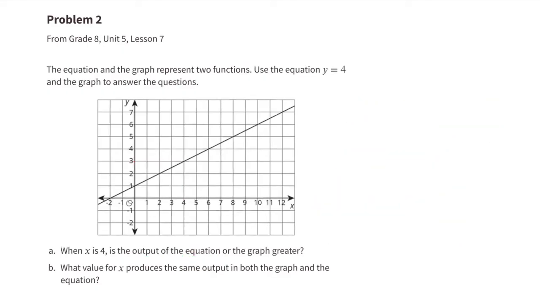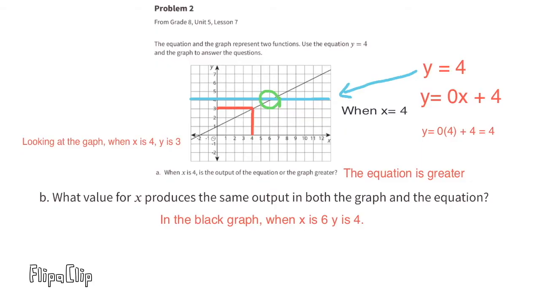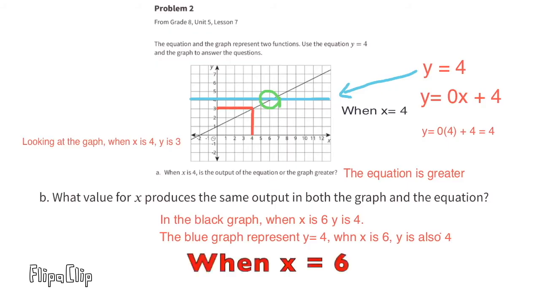B. What value for x produces the same output in both the graph and the equation? In the original graph, when x is 6, y is 4, and the blue-colored line or graph represents the equation y equals 4. When x is 6, y is also equal to 4. When the value for x is 6, both the graph and the equation have the same output.